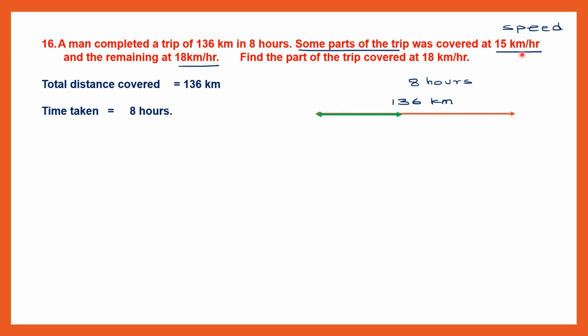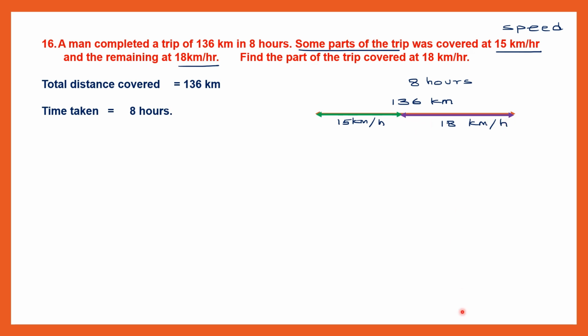So this was covered at this speed. That means the speed here was 15 kilometers per hour. And here they're saying the remaining was covered at 18 kilometers per hour. The speed has increased. So that is the remaining portion here, and that was covered at 18 kilometers per hour. Now we have been told the total distance and we are asked to find this distance.